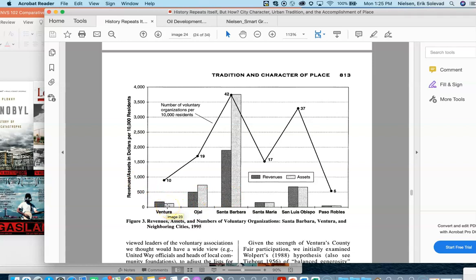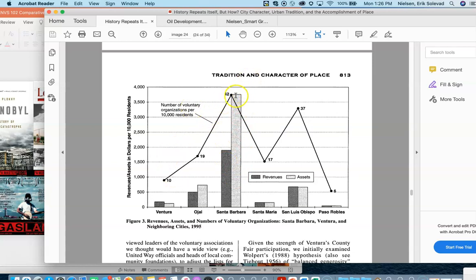For one, if you can hear that, we've got an airport here. I'm near the airport right now. But you also see these two bars, one for revenues that the city's bringing in, another for assets. And then the number of voluntary organizations per 10,000 people in the city. So you see that Santa Barbara, bringing in way more revenue, has many more assets, properties, wealth, funds, that sort of thing at its disposal.